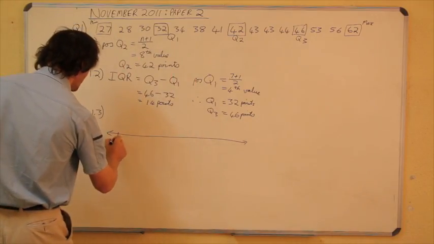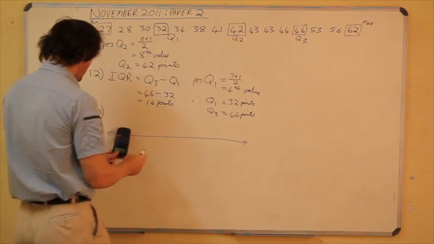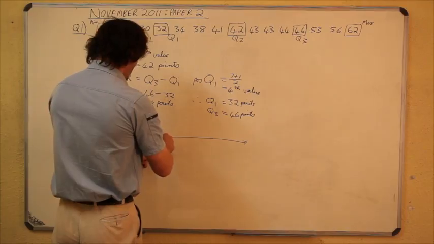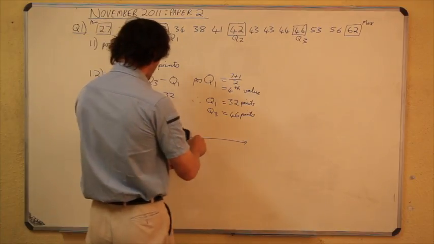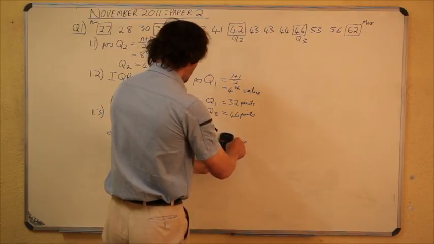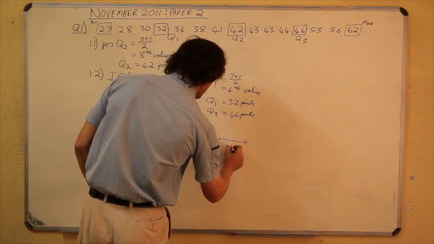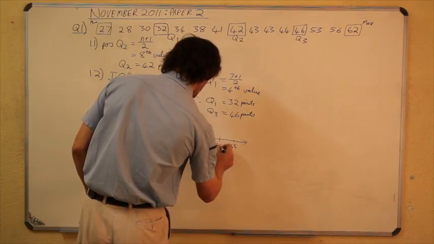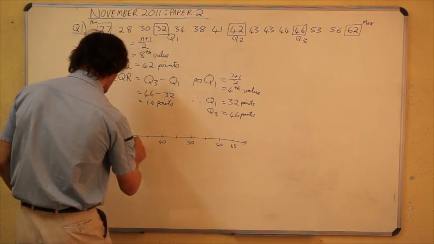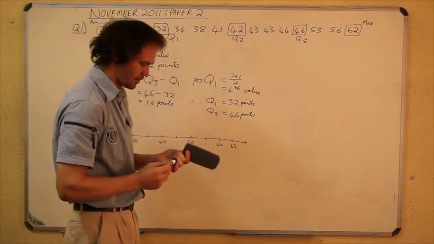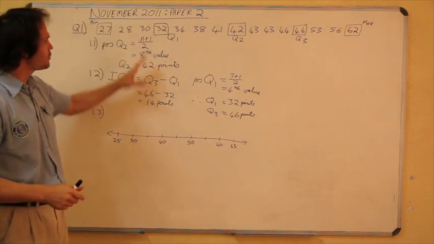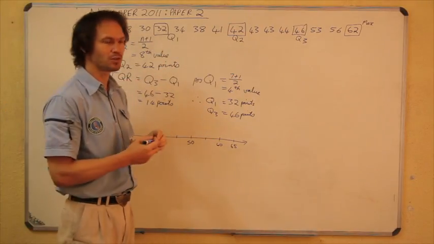So I'm going to start my number line there at 25. I'm going to go 30. There we go. 65, 60, 50, 40, and 30. So now I've got my number line. So what am I supposed to do now? Now I have to plot these as a box and whisker.